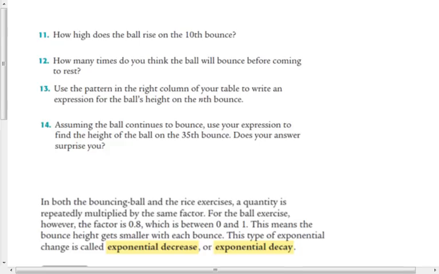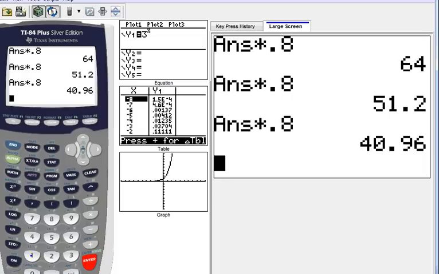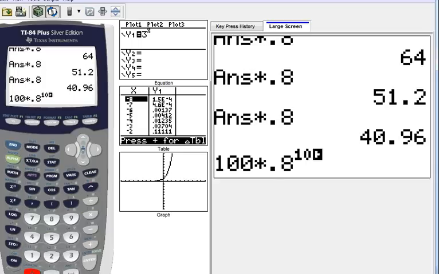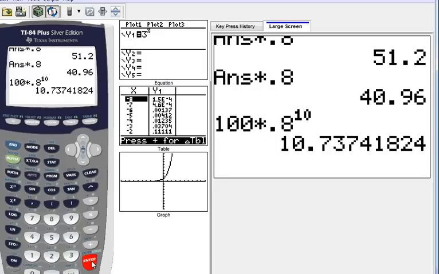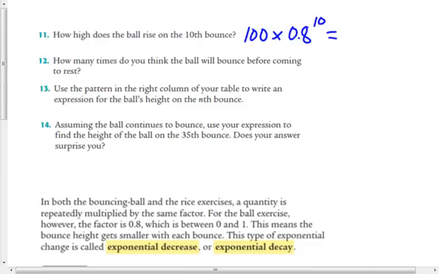All right, so how high does the ball rise on the 10th bounce? 100 times 0.8 to the 10th equals... so it's about 10.7, we'll round that to.